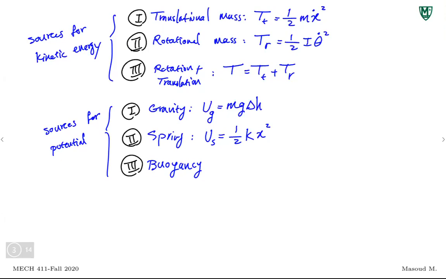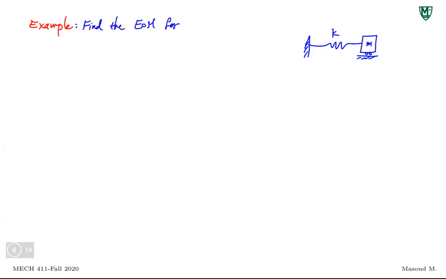So let's start with something that we already know, something very familiar. Let's see how this works for something that is not that complicated. Let's start with the spring mass system. Let's say I have a mass, then I have a spring there with the stiffness K. And the question is, find the equation of motion for this system if the oscillation starts from the equilibrium point.